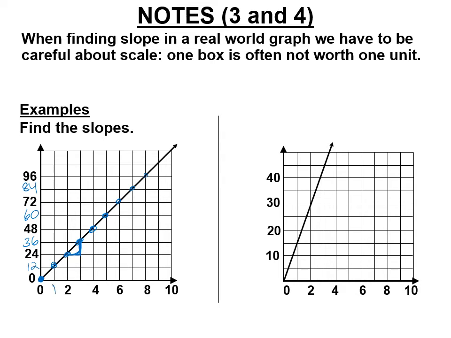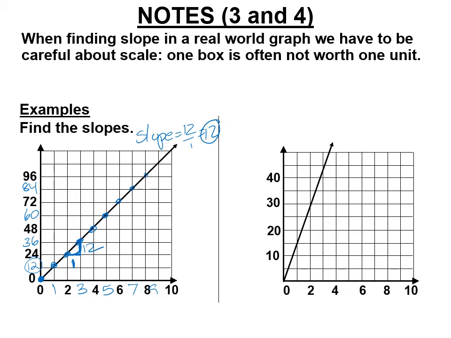Now, let's look at our scale, though. Along the bottom, 1 box is worth 1. So the run here is 1. But what is the rise? It's 1 box, but we have a different scale than yesterday. What is 1 box worth on that graph? You would say the rise is 12, right? Because each box is worth 12. So you would say the slope here is 12 over 1, which is 12.